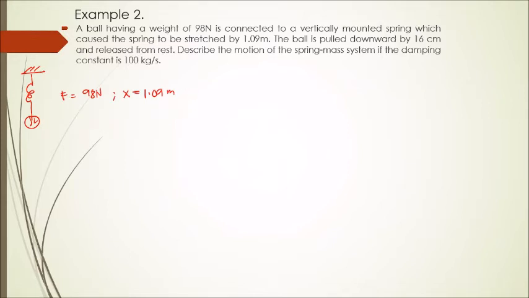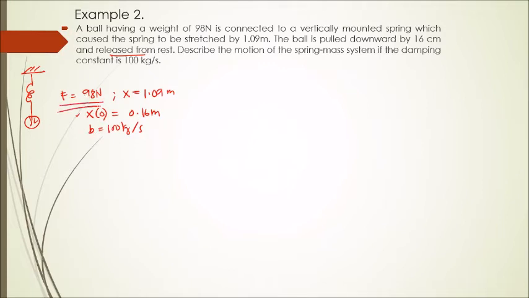So at x 0.16 meter siya released from the rest. So muna siya, and then siya describe the motion of the spring system if the damping ratio constant is 100 kilograms per second. So our B here is 100 kilograms per second. So we need to have the B, M, and K. So wala man tayo M and K, we need to find it first.